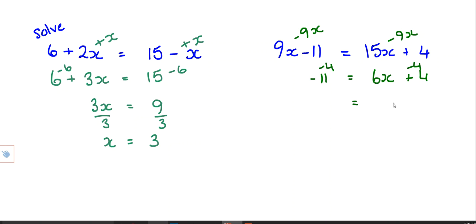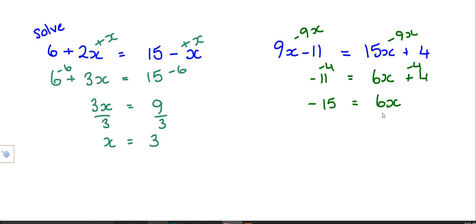So I'm left with just 6x's on that side. What am I left with, guys, on this side? Good. That's why you need to know your adding and subtracting negative numbers. That's easy, but it doesn't stop you getting it wrong. And then you add 15 on either side now. Oh, no, I don't. You take away.